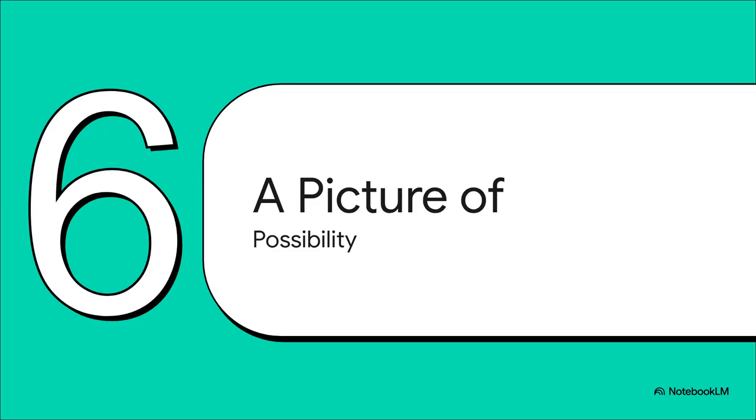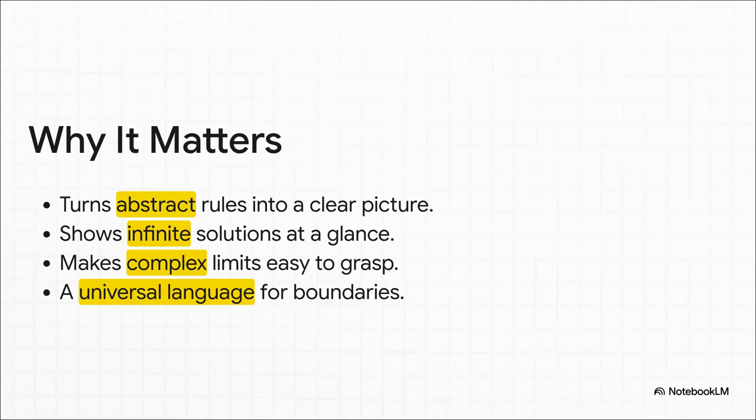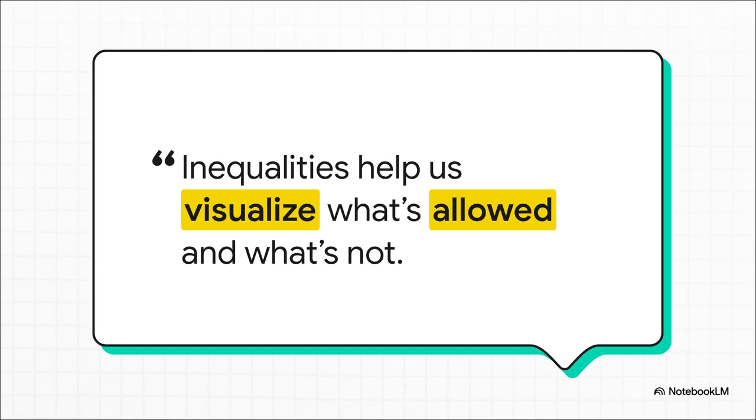Okay, let's zoom out for a second. Why are we even talking about this? Why is this simple little tool actually so powerful? Because this goes way, way beyond a math class. This is like a universal language for limits. It takes these fuzzy, abstract ideas, think about a project budget, or the safe temperature for an engine, or a dosage for medicine, and it turns them into a concrete picture that anybody can understand in a split second. And at the end of the day, that's what this whole thing is. It's a picture of what's possible. On one simple line, we can show exactly what's allowed and, just as important, what's off limits.